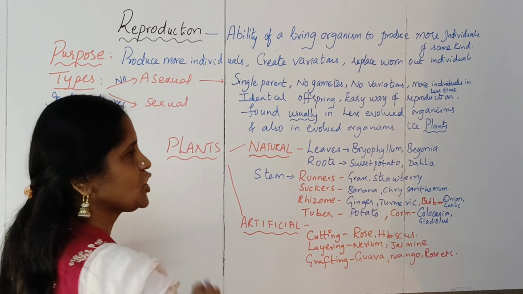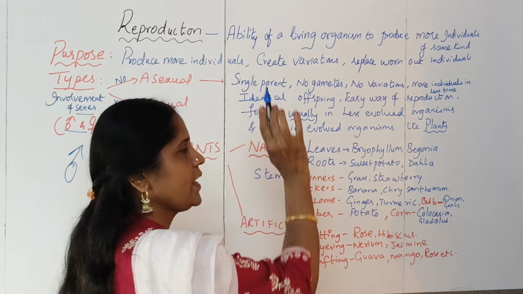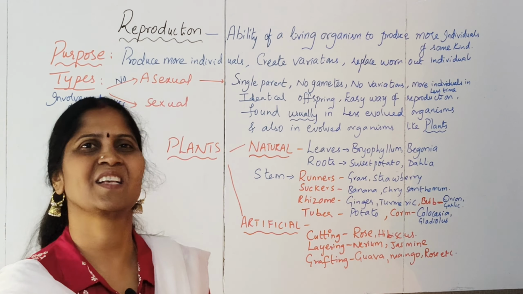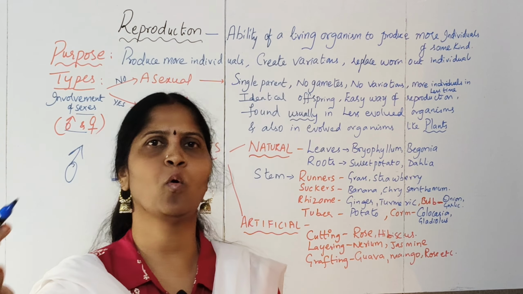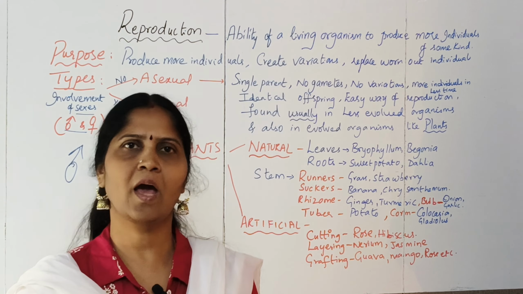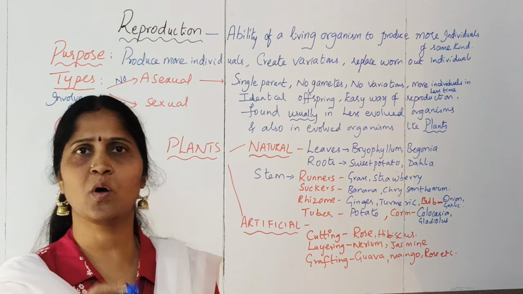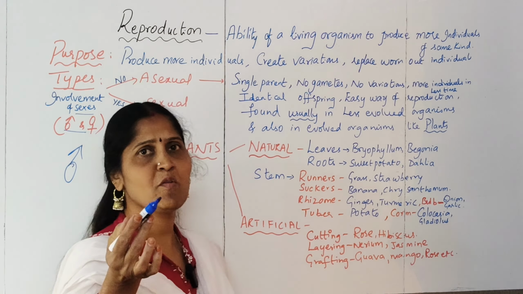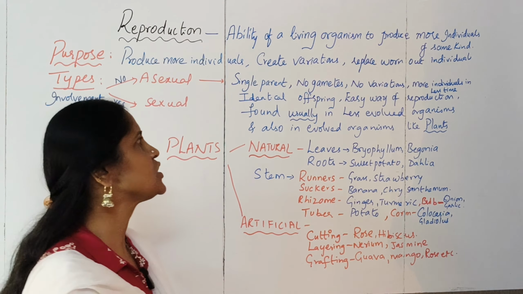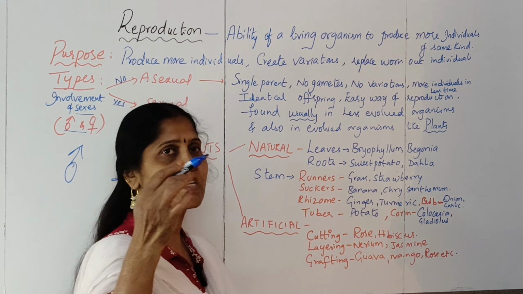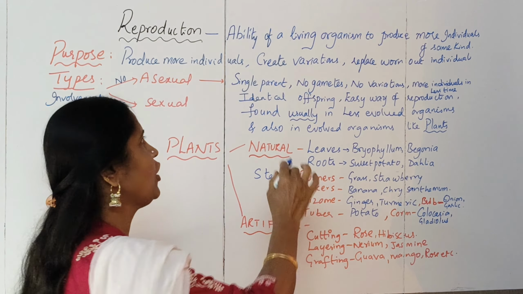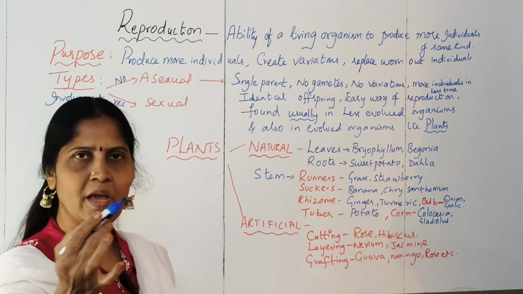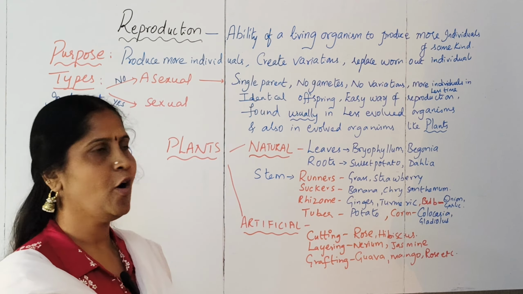Talking about asexual reproduction, only a single parent is involved. And there are no gametes, that is, there are no sex cells involved. There is no sperm, no ovum, nor are pollen grains involved in the case of plants. There are no variations that can be found among the newly born individuals. More individuals can be produced in less time, and they will all be identical copies of the parent. There will not be any variations among the offspring.